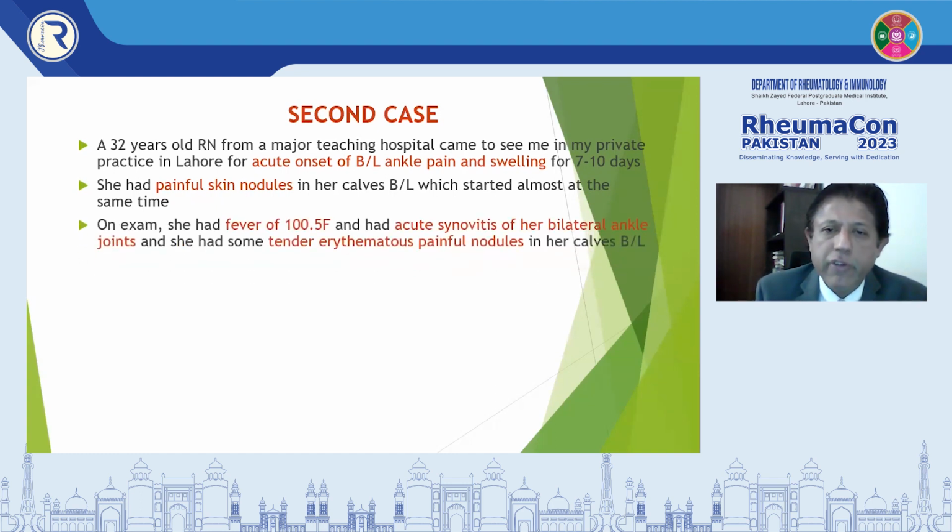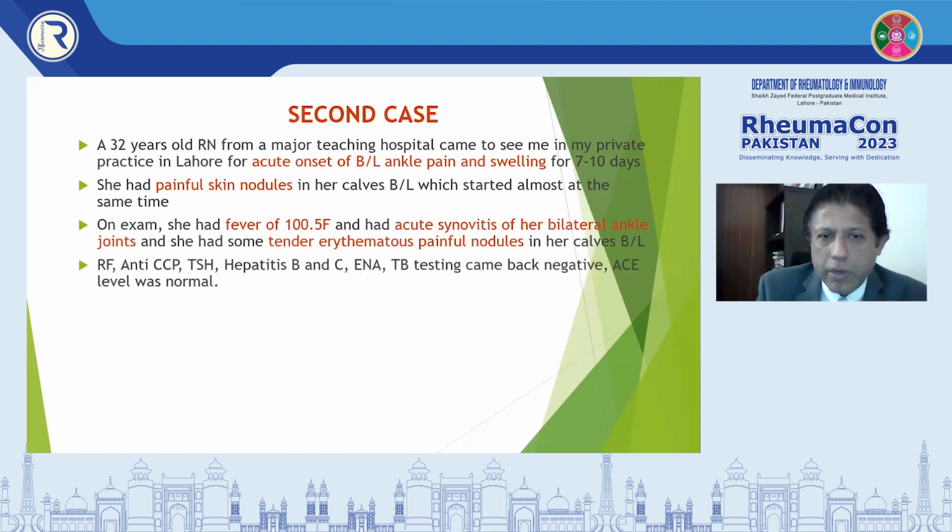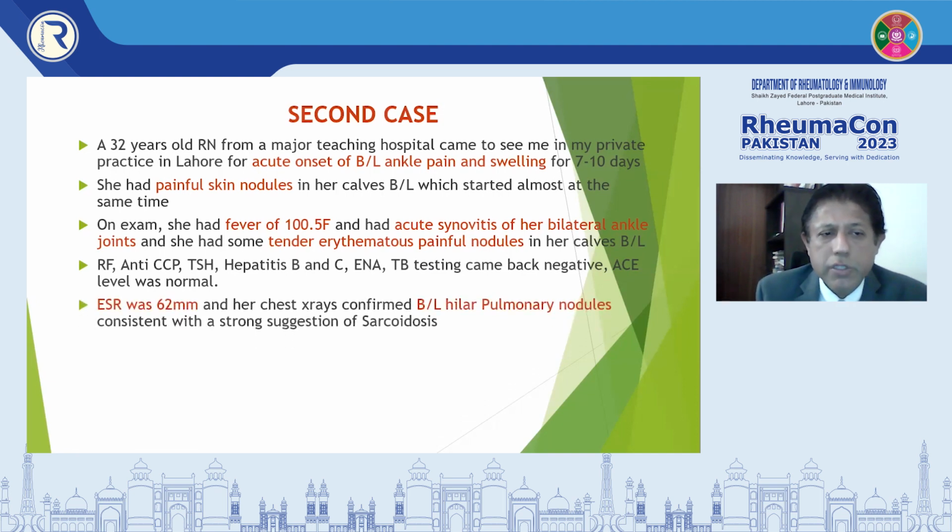On presentation, she had a low-grade fever, like 100.5, and examination revealed acute synovitis of her bilateral ankle joints, and tender, erythematous, painful nodules in her calves. We ordered the basic tests as I've shown you previously, along with TB testing, because you want to make sure that there's no tuberculosis, especially with painful skin nodules. ESR was 62, and on chest X-ray she had bilateral hilar pulmonary lymph nodes.